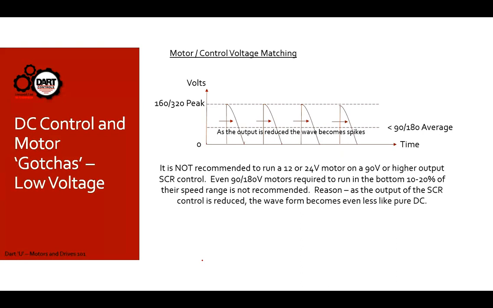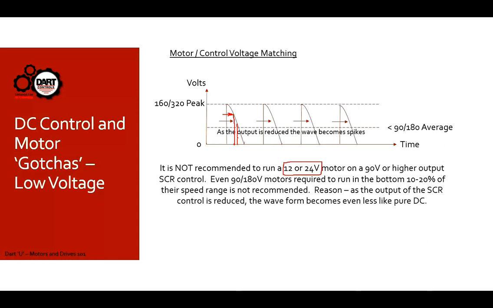Okay, here's another potential gotcha. I kind of mentioned it before, but I want to emphasize it. Again, the way that an SCR control works, when we want to slow down the motor, we're reducing the voltage. The way we do that is we keep moving this gating point of the SCR to the right, so we end up with narrower and narrower slivers of voltage. If someone wants to run a 12 or a 24 volt motor on a 90 volt output control, basically we're hitting that motor with spikes of voltage.